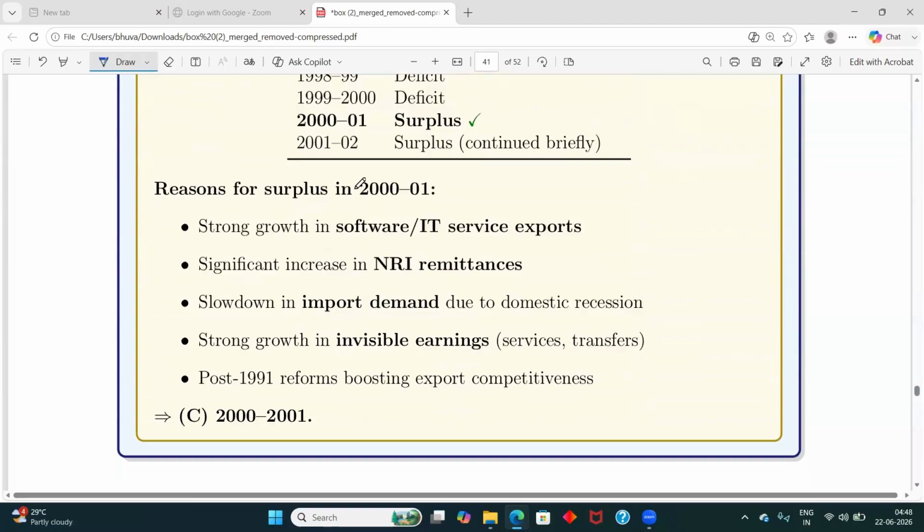Reasons for the surplus: strong growth in software and IT service exports, significant increase in NRI remittances, slowdown in import demand due to domestic recession, strong growth in invisible earnings, services and transfers. So after the post 1991 reforms, export competitiveness was boosted. That's why the correct option is C. 2000 to 2001, India had the surplus.